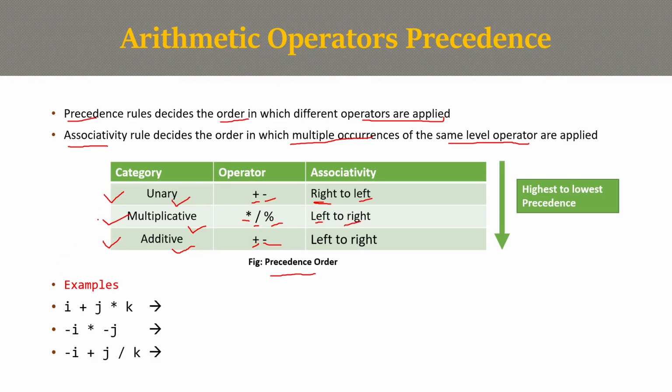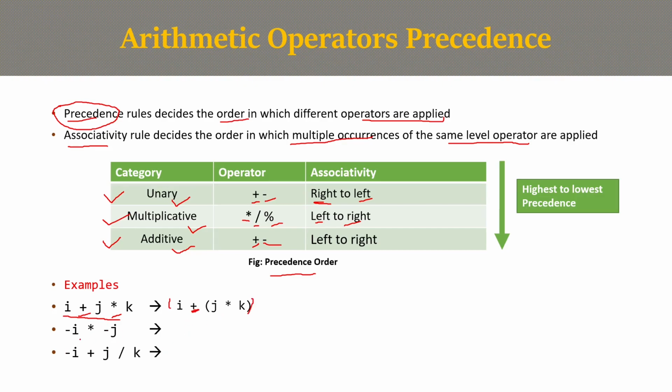Let us see how these are applied in our examples. In these examples we are going to see the precedence rule application. In this expression I have i plus j into k. I have two operators here, plus and multiplication. Whose precedence is highest? Obviously the multiplication precedence is highest, so the j into k will be performed first. After we have performed this, the result will be used for the addition operator here.